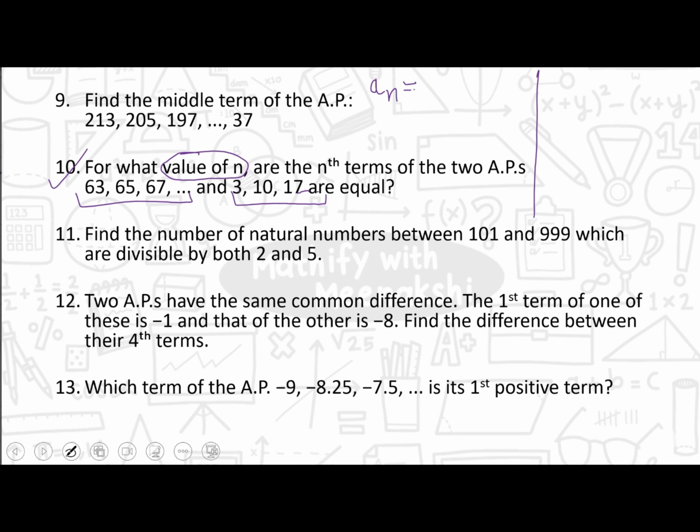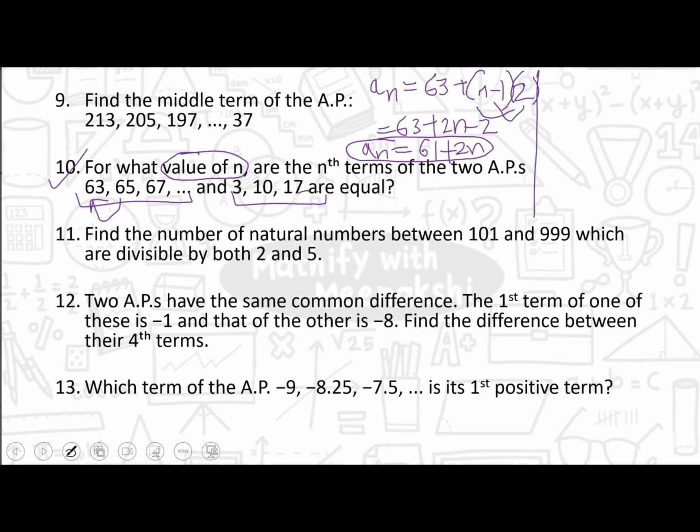First, I will find the nth term for the first AP, that is 63, 65, 67, and so on. So that is A plus (n minus 1) into D, where A is 63 here. Now, what's your D here? 65 minus 63, that is 2. Now, you can use the distributive property here. 63 plus 2n minus 2. Now, what is 63 minus 2? That is 61 plus 2n. This is your nth term for the first AP.